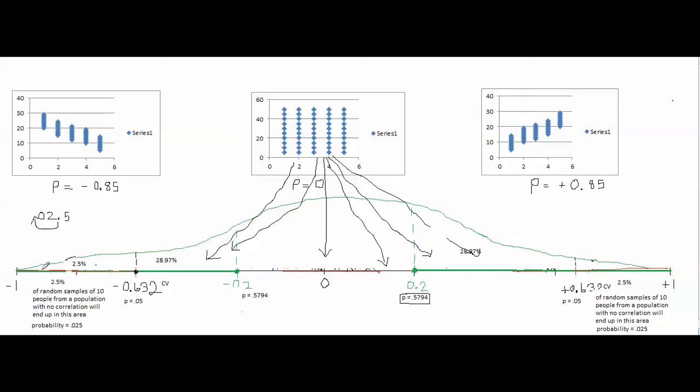So this area, this red area that starts at the critical value, it's only reached 2.5% of the time by samples coming from this type of a population, is called the negative rejection region. The negative rejection region includes all outcomes starting at the negative critical value and going to the left.